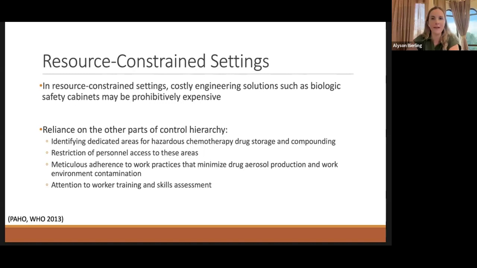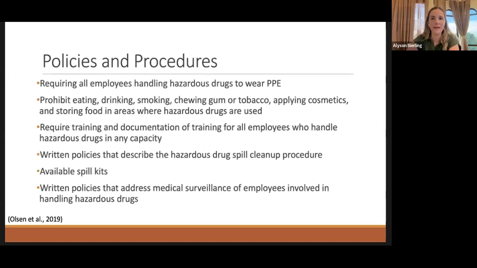So this slide just shows some examples of policies and procedures that can be implemented in your setting, which will greatly reduce healthcare workers from being exposed to hazardous drugs. Some examples of these measures are requiring all employees that are handling hazardous drugs to wear personal protective equipment. So not making that an optional option for staff, but making it a requirement that's outlined in policies and procedures.